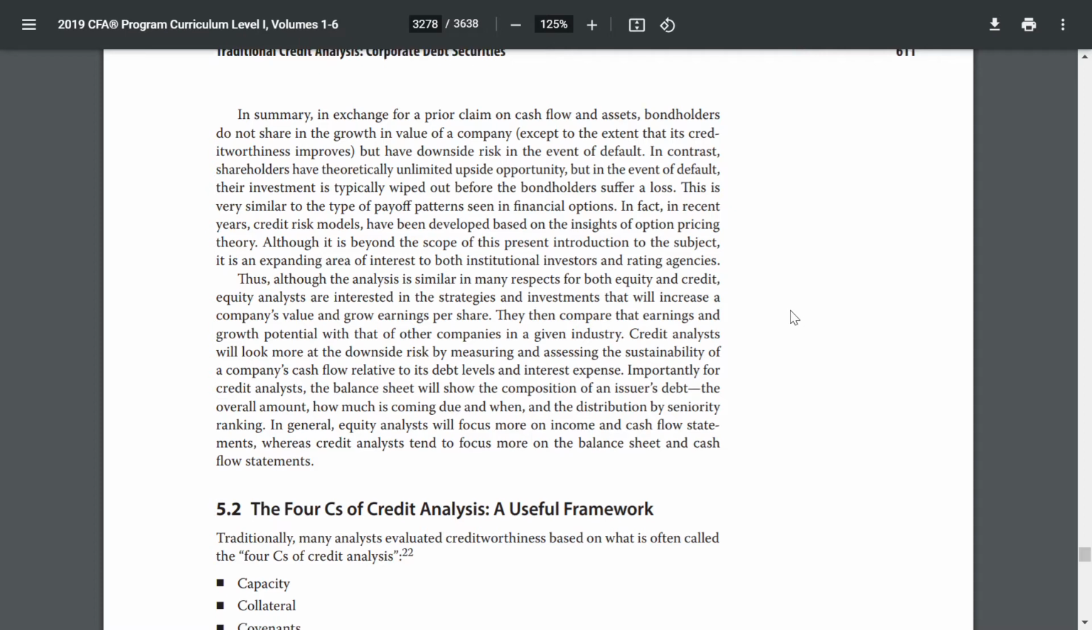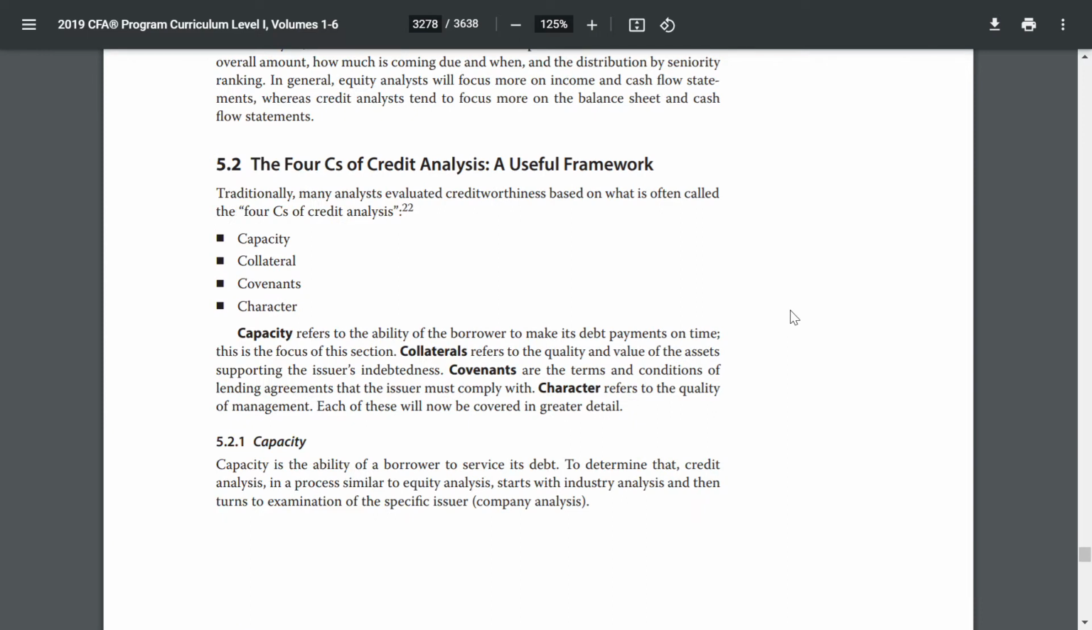The 4 C's of credit analysis, a useful framework: the capacity, the collateral, the covenants, and the character. Capacity, collateral, covenants, and character. Capacity refers to the ability of the borrower to make the debt payments on time. And this is the focus of this section.